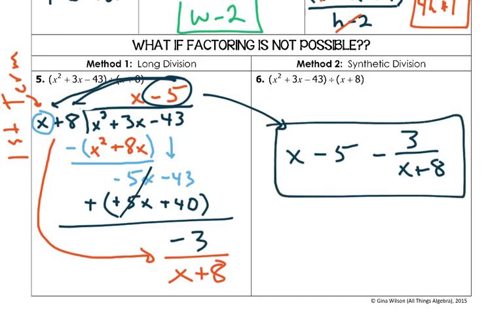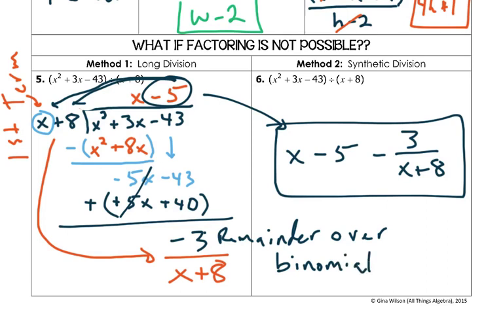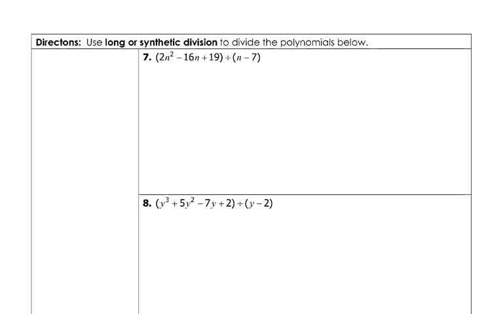All right, so our remainder needs to be over the binomial, which is the divisor. Let's go to the next one. Again, I think repetition will really help you here.